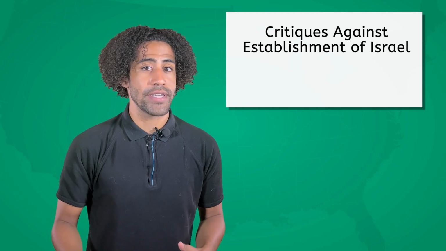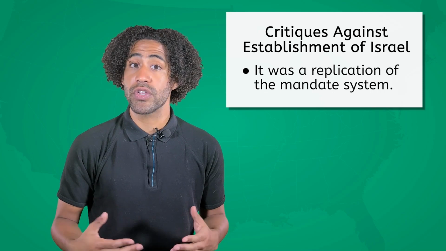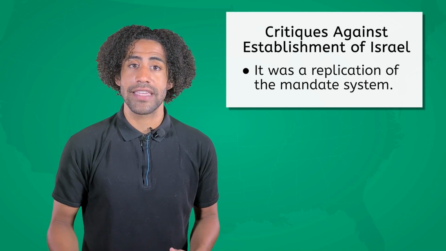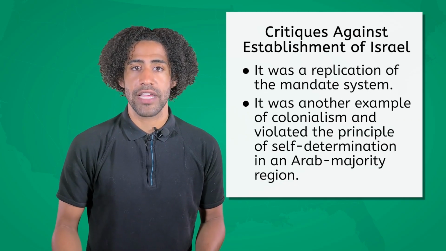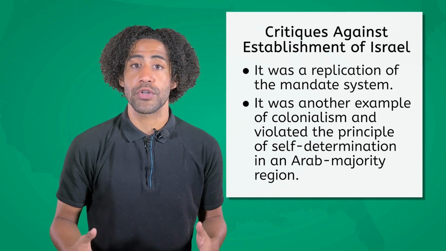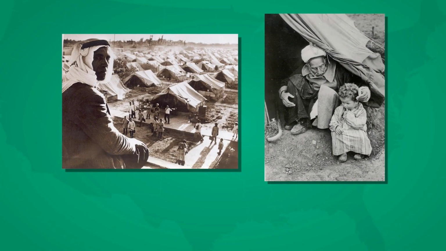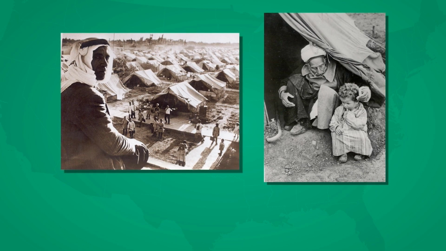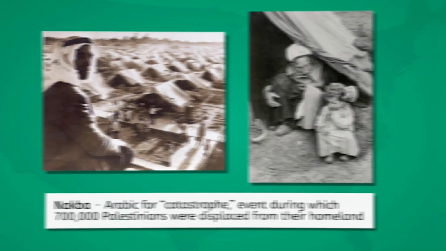Critics were quick to point out that this was a replication of the mandate system, in which European countries were given control of regions in Western Asia against the will of the communities that already lived there. They argued that this was another example of colonialism, and that it overstepped bounds and violated the principle of self-determination in an Arab-majority region. But in 1948, the State of Israel was established, triggering what is known in Arabic as the Nakba, or a catastrophe that was characterized by the mass displacement of approximately 700,000 Palestinians.